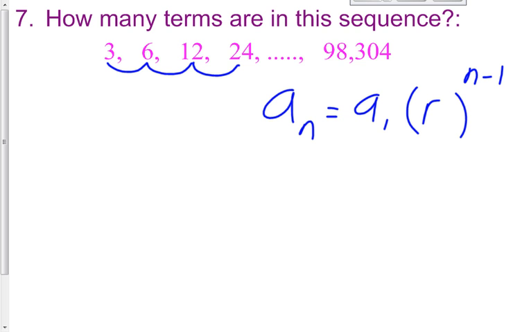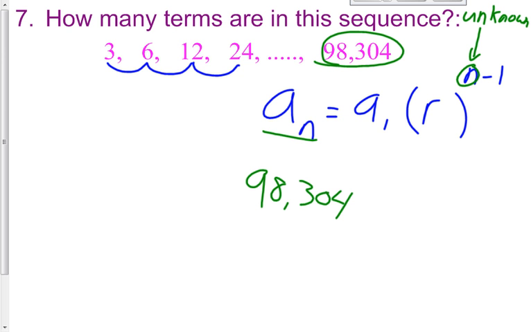Now, I want to know how many terms there are. So what I want to find here, class, is n. This is my unknown, because I know the value of my last term. My last term is 98,304. How do I get that? I keep on multiplying by 2 until I get to it.